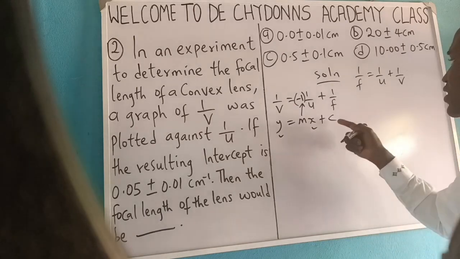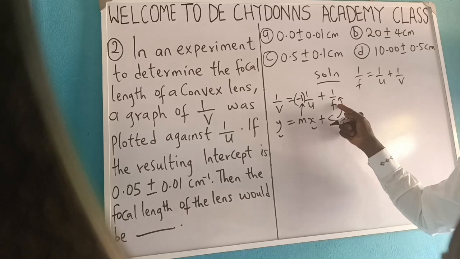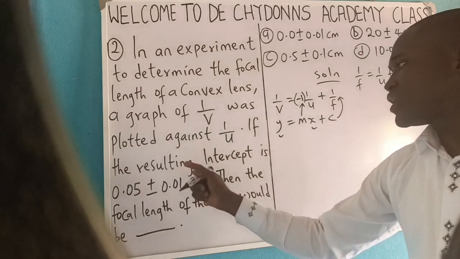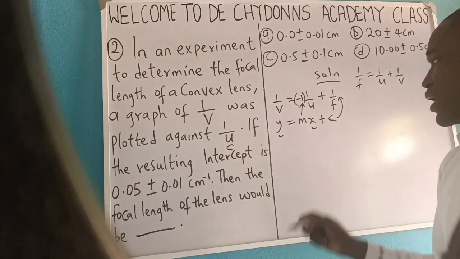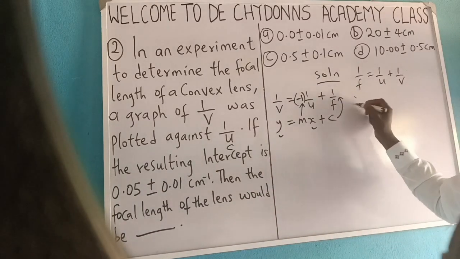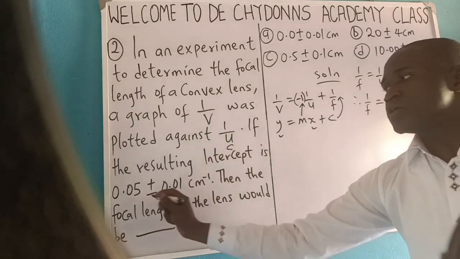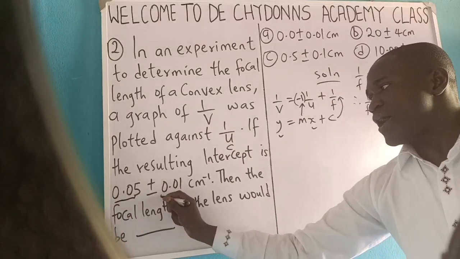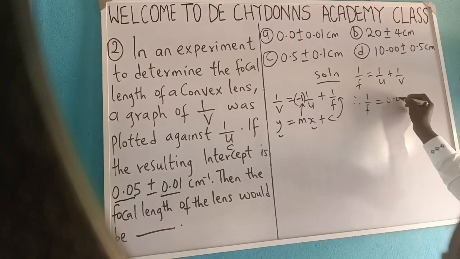And so, since this is the intercept, the intercept is noted to be 1 over f. And they say the resulting intercept is this. Wow, that means this is our c. Our c is 1 over f. We will come and tell them 1 over f is equal to what they gave us here. So this is the 1 over f and the error in getting 1 over f. So this is 0.05.